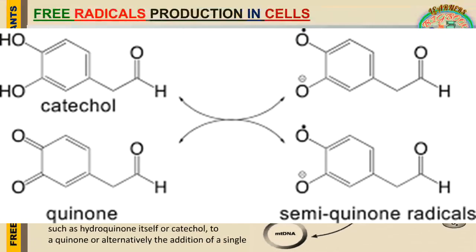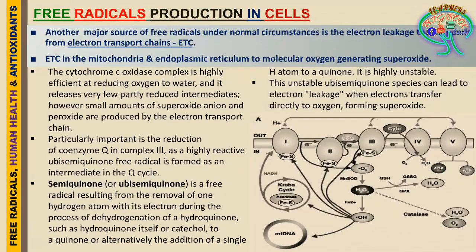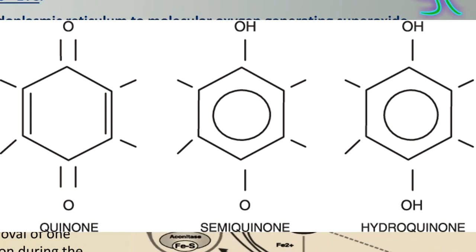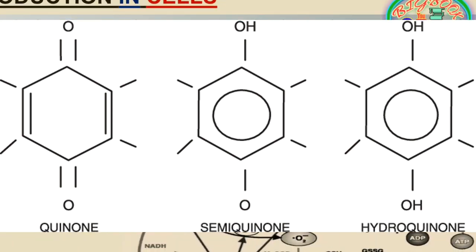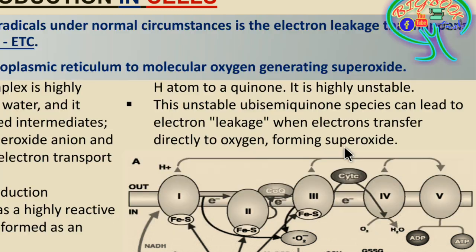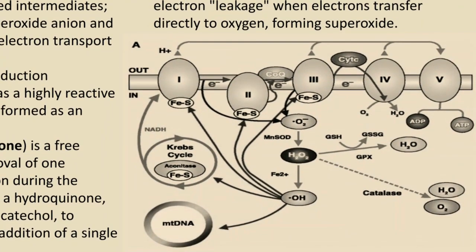Now here, during the metabolic process of the electron transport chain, there are certain byproducts formed. Those byproducts formed are literally unstable. So here, what will happen? There will be the leakage of the electrons and forming of the oxygen into the superoxide, as we have discussed here.